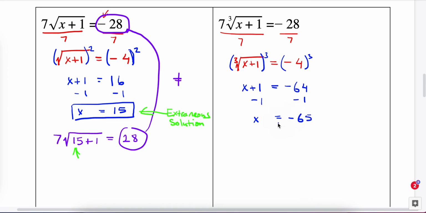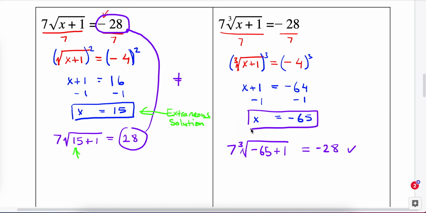Well, does this work? If you plug 7 times the cube root of negative 65 plus 1 into your calculator, you'll find that it is indeed equal to negative 28. So we are good. This is not an extraneous solution. It is a perfectly fine solution. So we've no problems with that at all.